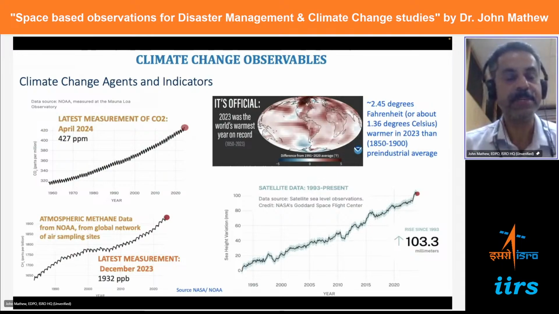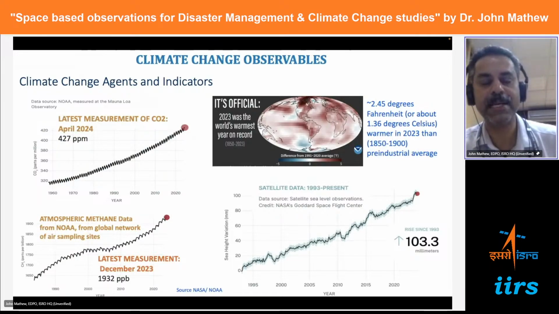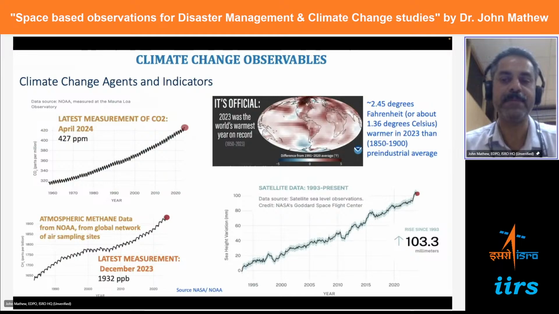So observation of these parameters requires very high observational capabilities. And what are the indicators of their increase in the atmospheric composition? You can see that 2023 was recorded as the warmest year during the last 47 years. And this year, 2023, was nearly 1.3 degrees warmer than the pre-industrial period of 1850 to 1900. So that is indicating that there is a warming up. So there is an agent which is causing this, and it is indicated by some parameter.